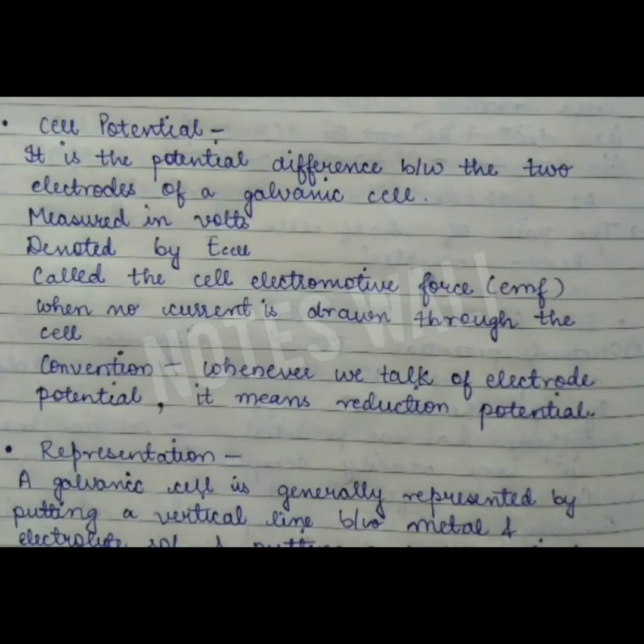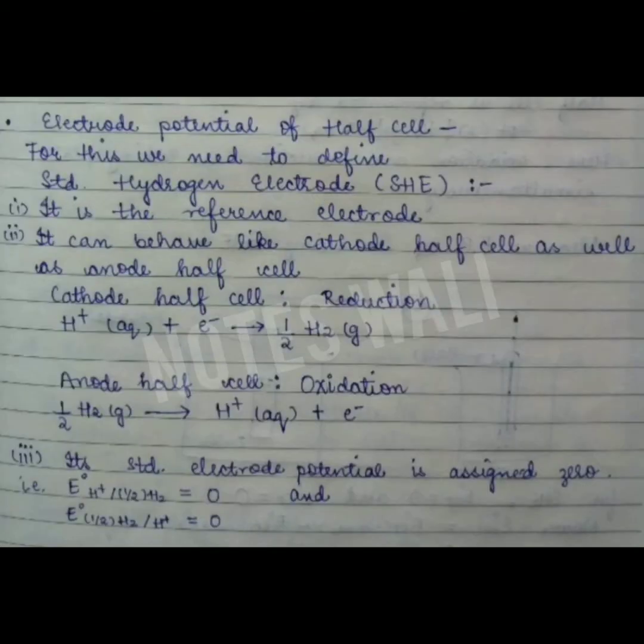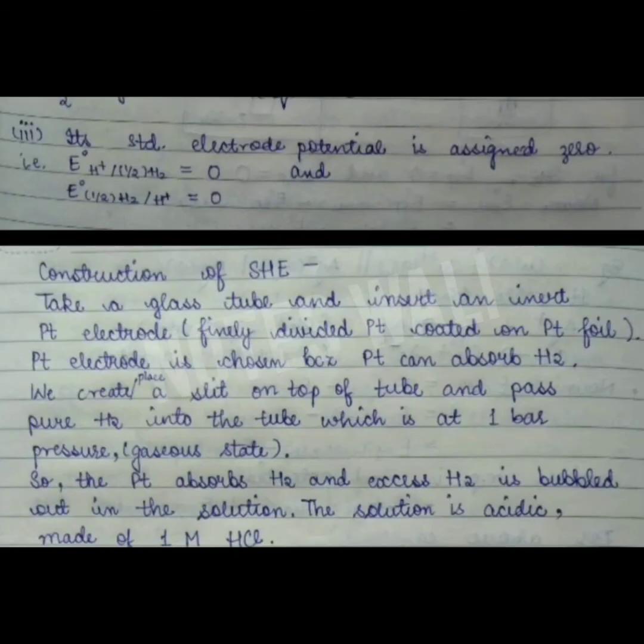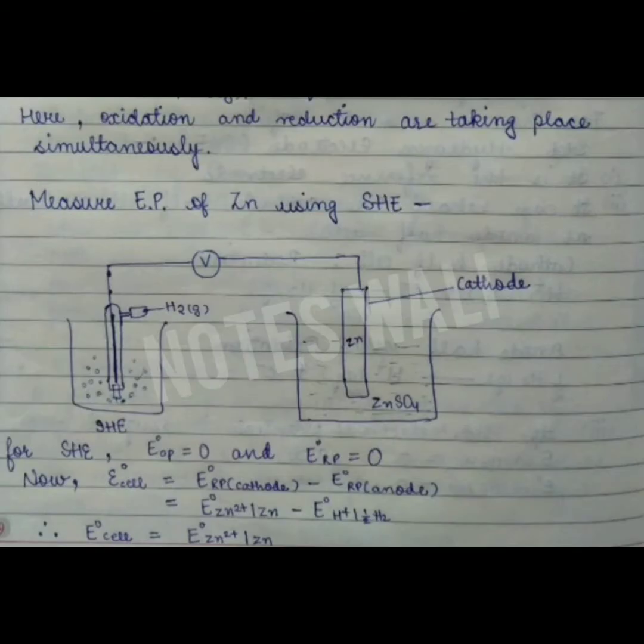After that, we learn to calculate the cell potential and the standard cell potential. The electrode potential of a half cell is calculated by making use of the standard hydrogen electrode. The standard electrode potential of SHE is assigned 0. After that, there is the construction of SHE.